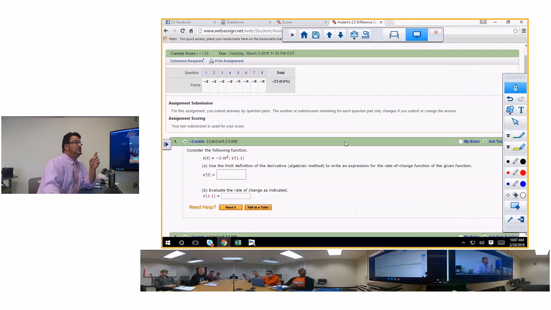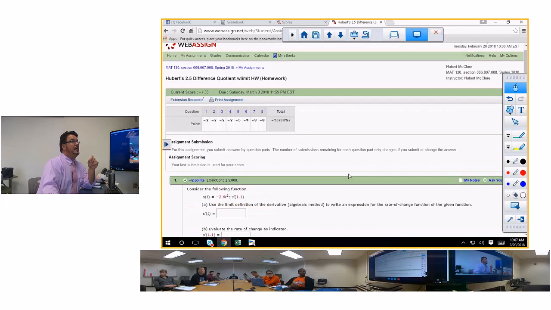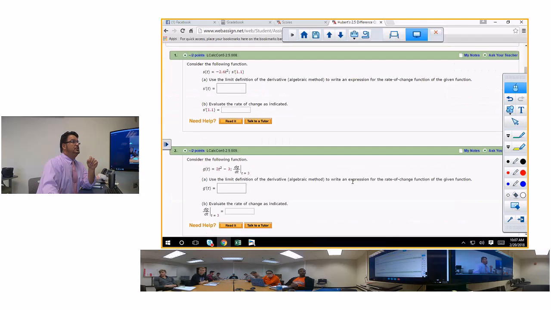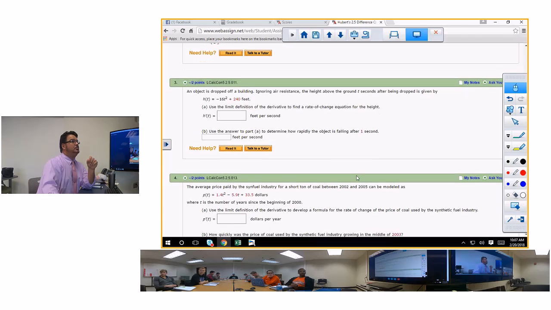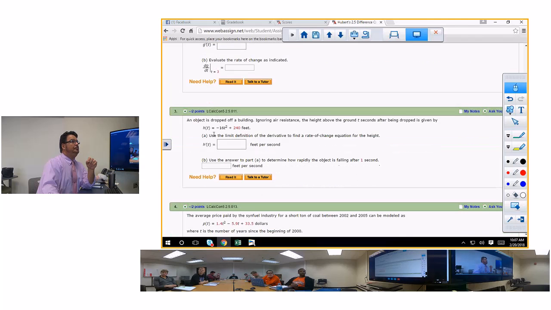Okay, this section is not. This section, I will test you on. 2.5. I think this is 2.5. Difference quotient. So I want everybody, let's do this one. Put that in the difference quotient. Because that's all I'm going to give you for this unit. It's going to be 90% difference quotient.